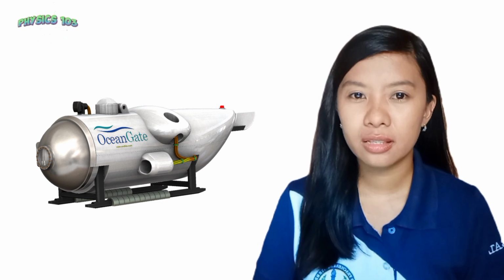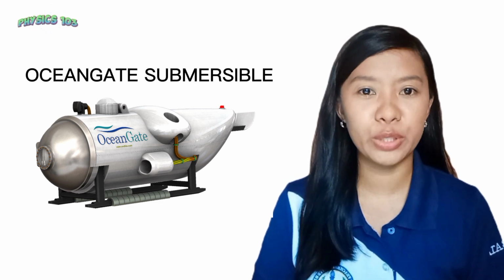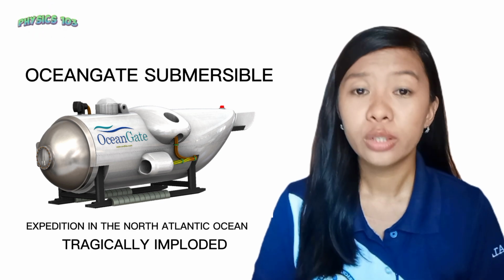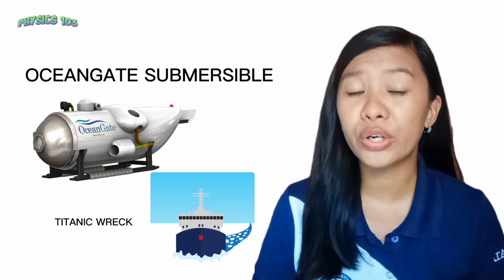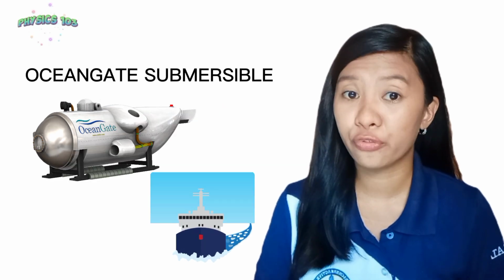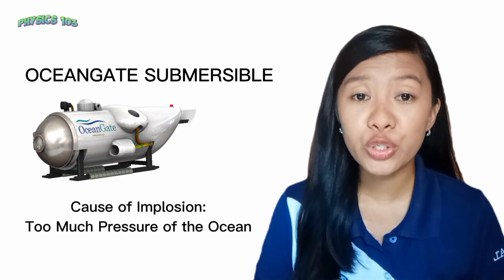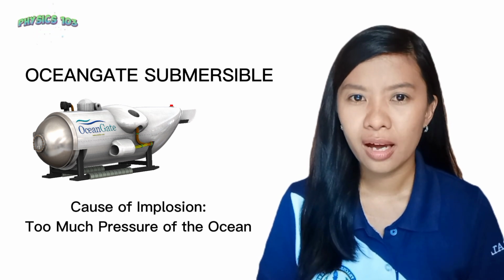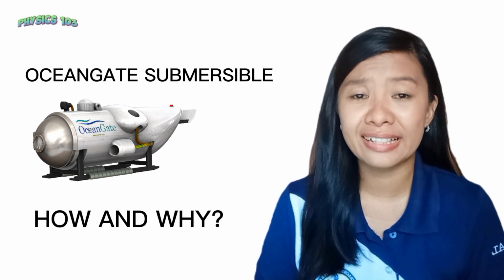Take a look at this. That's the OceanGate submersible, which tragically imploded during its expedition to view the Titanic wreck in the North Atlantic Ocean. Unfortunately, the implosion is said to have been caused by too much pressure from the ocean. How and why do you think it happened?